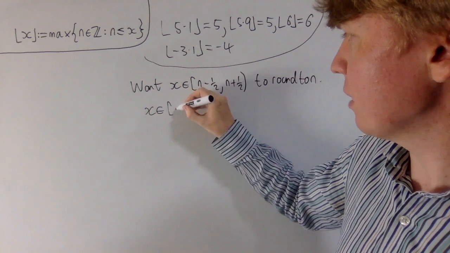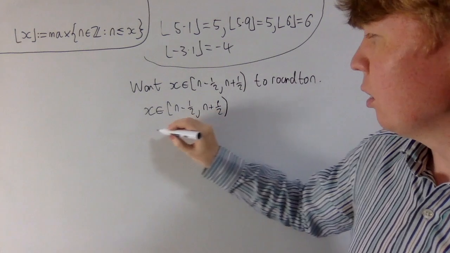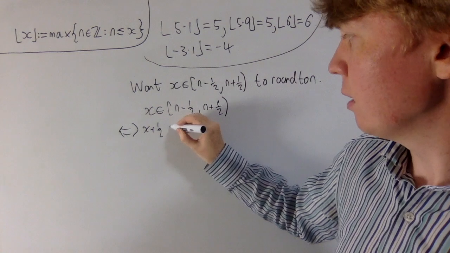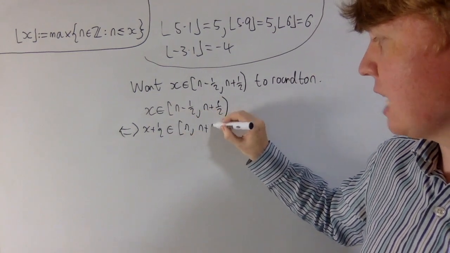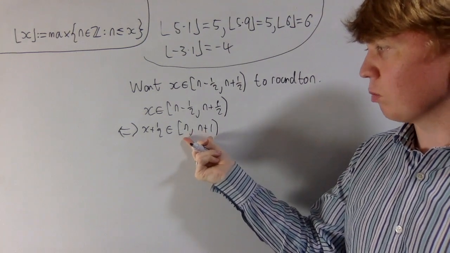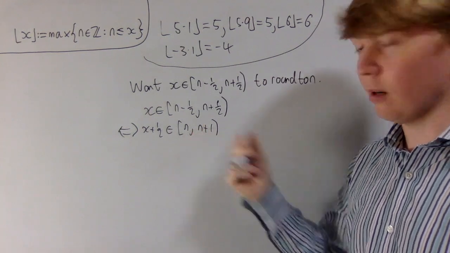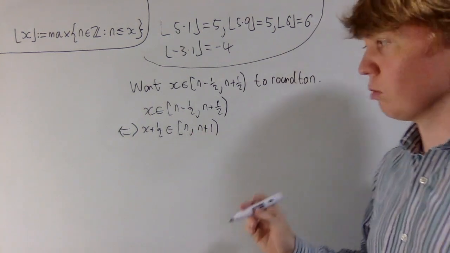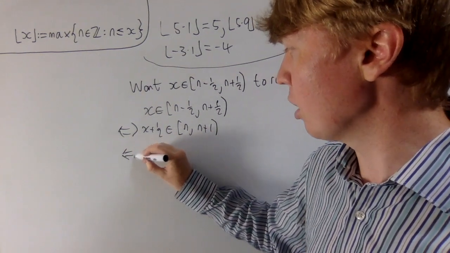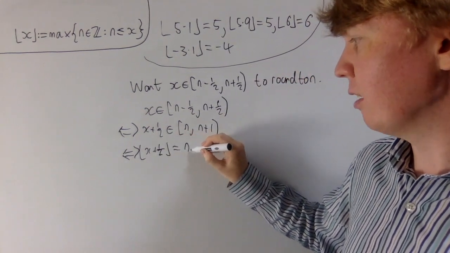So let's say we've got x between n minus a half and n plus a half. Let's see what happens when we add a half to this. So x plus a half is then going to be between n and n plus 1, not including n plus 1. Then let's think about what happens to these numbers when we apply the floor function to them. This is the interval of numbers which will output n when you apply the floor function to it. So we can say that x plus a half is in this interval if and only if the floor function of x plus a half is equal to n.